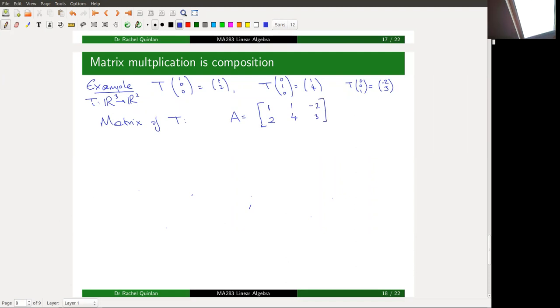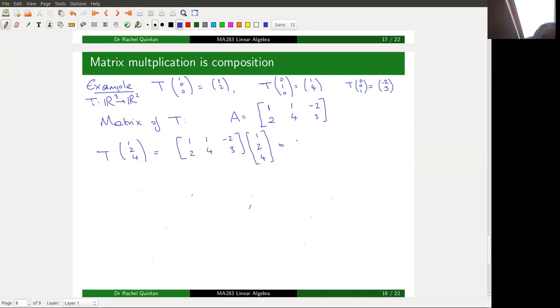That's the matrix A. And then if you want to calculate the image under T of some other vector in R3, for example T of (1, 2, 4), let's say you wanted to know that one, that's given by the product of the matrix A, with columns (1, 2), (1, 4), (-2, 3), with that column (1, 2, 4). Okay, what this thing should be, of course, is 1 times (1, 2), plus 2 times (1, 4), plus 4 times (-2, 3). So exactly the linear combination of the columns of A that's given by this product.